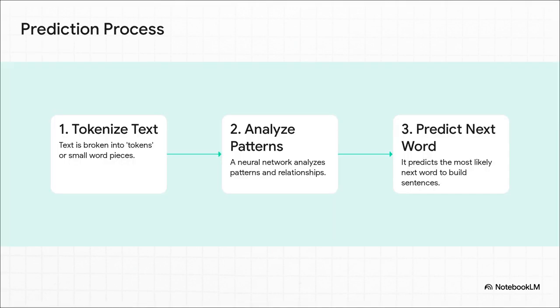So here's the play-by-play. When you give it text, it first chops it up into little pieces called tokens. Think of them as word fragments. Then, its brain, which is a neural network, looks at those tokens and analyzes all the patterns in the context. And finally, based on all that analysis, it makes a guess, a statistical prediction about the most probable next word. And then it just does that again and again and again, word by word, until it's built out a whole sentence or even a whole essay.